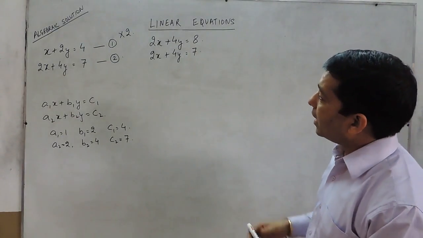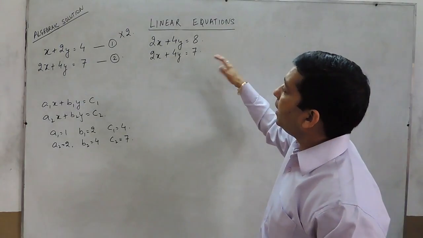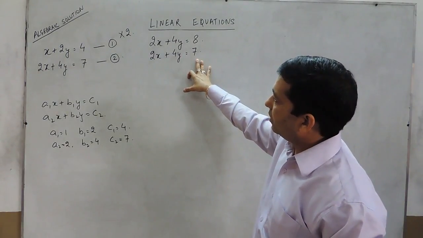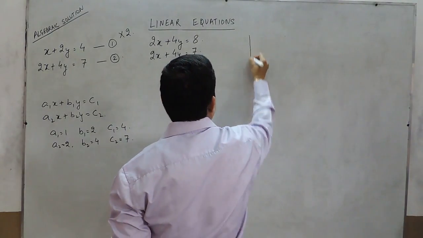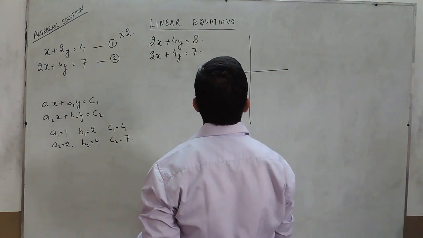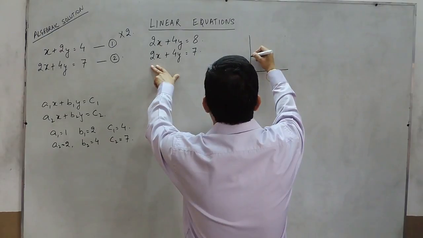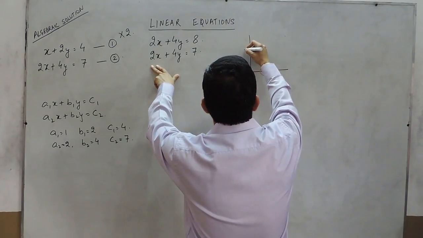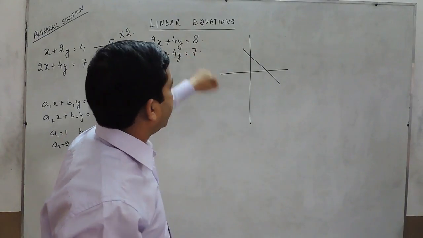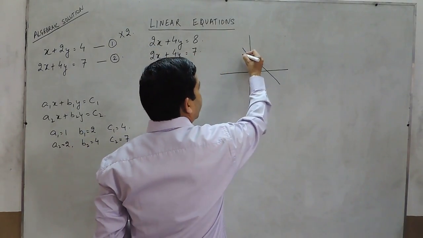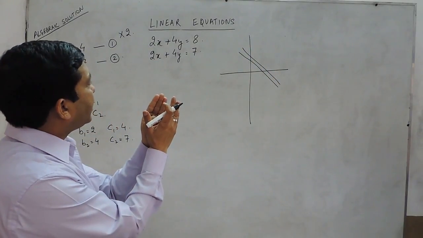Now we have to see that if the value of 2x plus 4y is 8, then it can never be 7, whatever the values of x and y are. That means if we represent it in the graphical format, if the graphical representation of the first equation is this, then the graphical representation of the second equation will be something like this, and they must be parallel to each other.